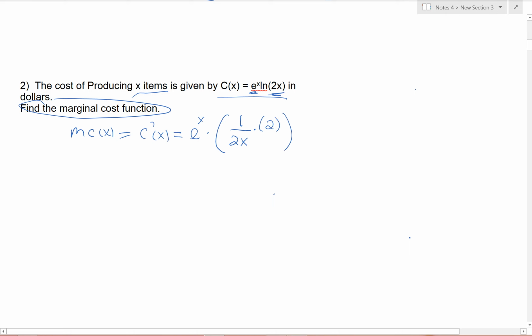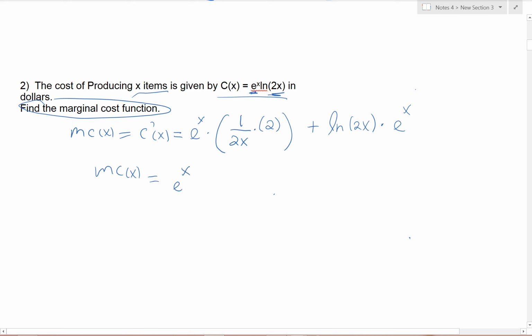So there's the first times the derivative of the second, plus the second, which is the natural log of 2x, times the derivative of the first. But remember, when it's just e to the x, the derivative is just e to the x, so it's itself. I am going to clean it up. It's always a good rule of thumb to do it, so I'm going to simplify. I can pull an e to the x out.